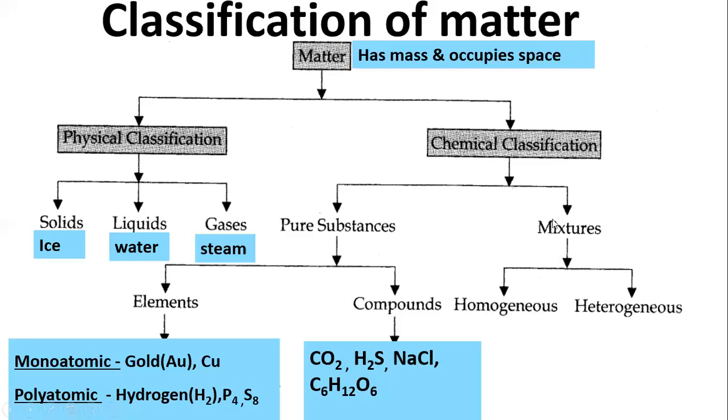And now mixture. This mixture is nothing but it is made up of two or more different substances which are physically combined. Okay, and there won't be any chemical interaction taking place in that. That is said to be a mixture. This mixture is again further classified into two categories. One will be the homogeneous mixture and another will be the heterogeneous mixture.